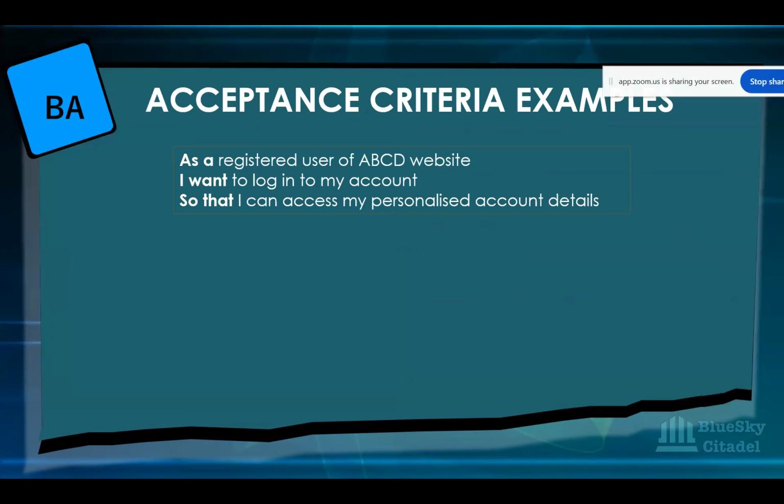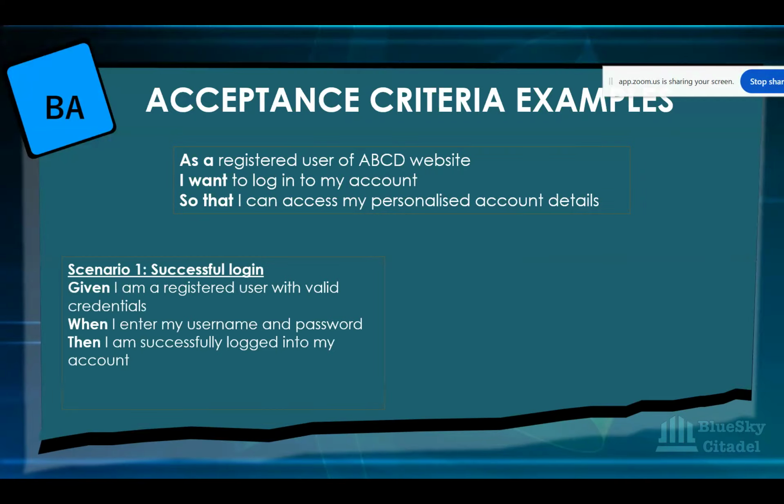Okay. So again, this is another example. We're still sticking with our login example. So I'm a registered user of a website. This is better. That one just said I'm a user. Of what? Of where? So more specificity is always good. As a user of a website, I want to log into my account so I can access my personal account details. Now, I remember I told you there are different scenarios. So this is the scenario of a successful login.